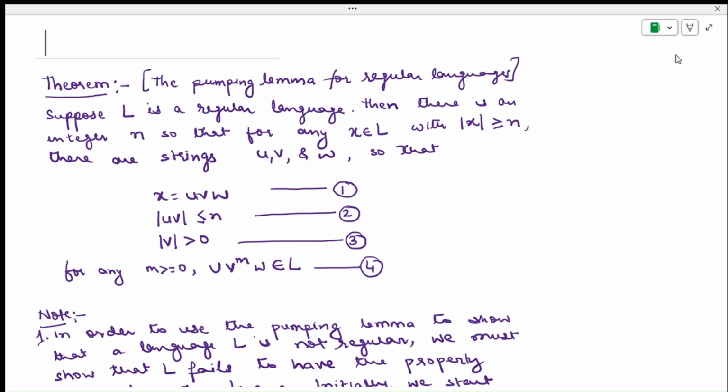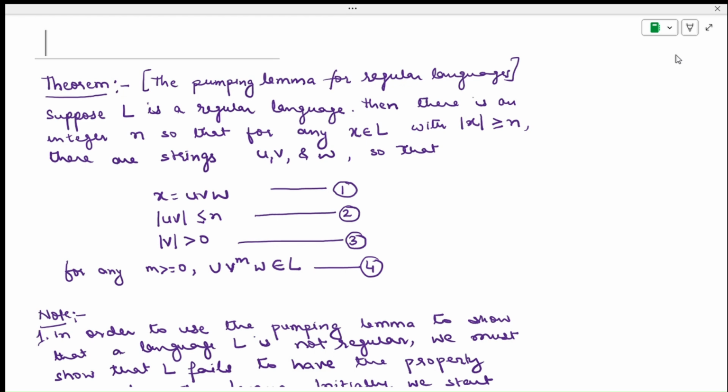The second rule of the pumping lemma is that length of u and v has to be less than or equal to n. We can see the second case, length of uv is less than or equal to n. Length of v has to be greater than 0, which means it cannot be a null string. Length of v has to be at least one character long. For any m, take any integer m greater than or equal to 0, and the string u, v raised to the power m, followed by w should belong to L. This is the pumping lemma.